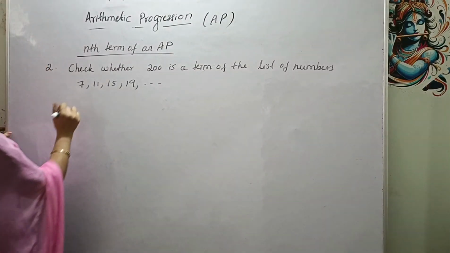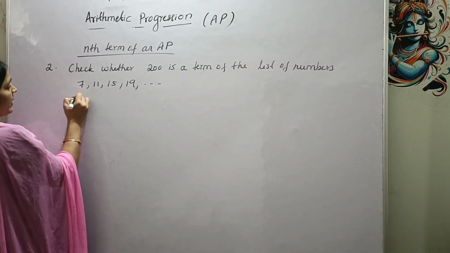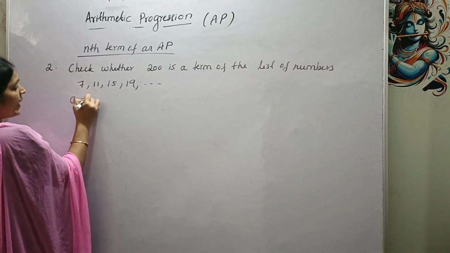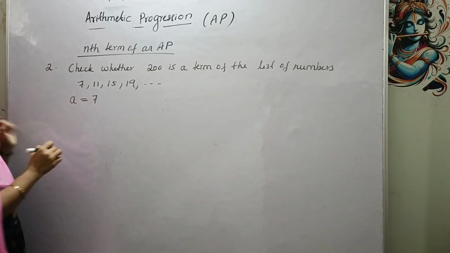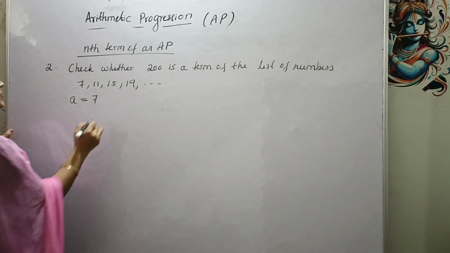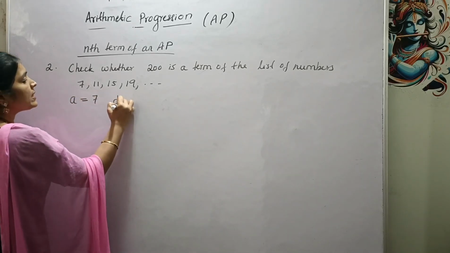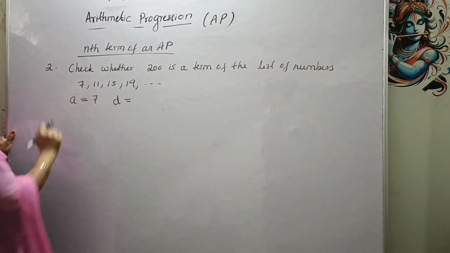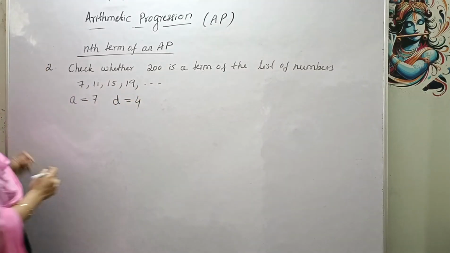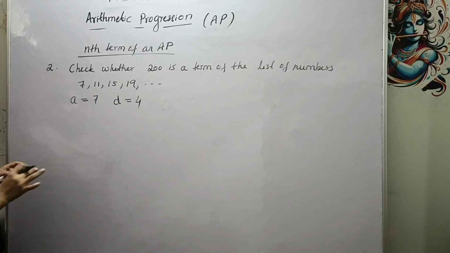Okay. Now, let's check. First of all, the first term A is 7. First term A is equal to 7. And what is the common difference? D, 11 minus 7 is 4.